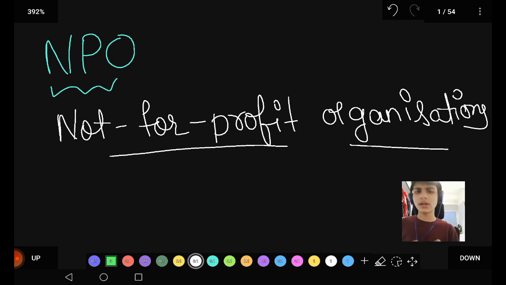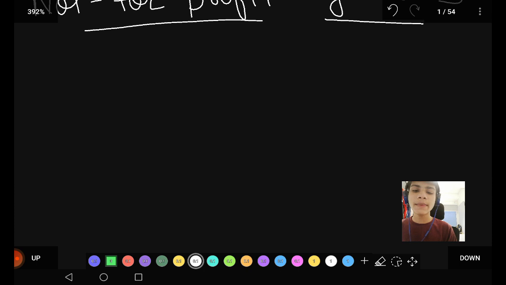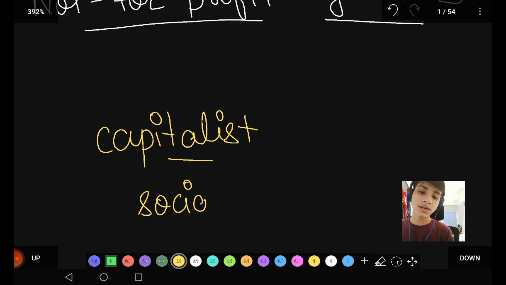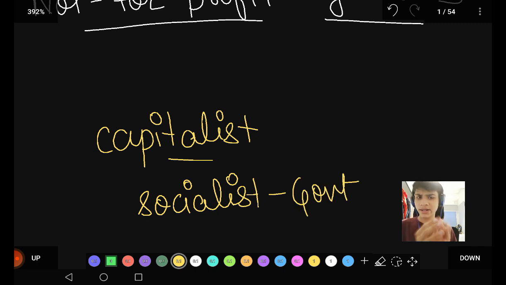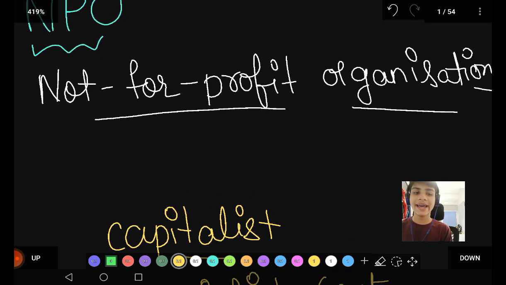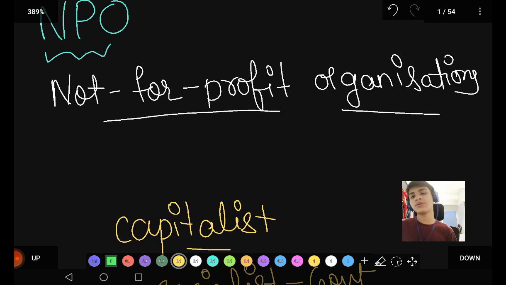You must have learnt in economics that there is something called a capitalist economy and a socialist economy, right? When we talk about capitalist, it's all about profits. All these businesses run in order to earn profits. But when we talk about a socialist economy, here we have the government functioning, and the government does everything in its power to provide welfare to the people and to the society. So these organizations function in order to provide help or welfare to the people.